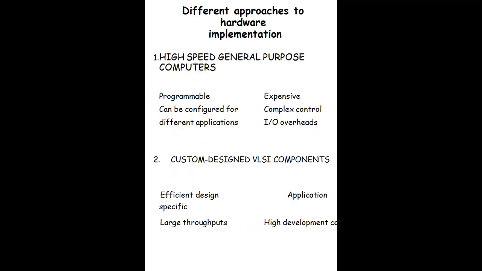So, what are the different approaches to hardware implementations? High-speed general-purpose computers are programmable, though expensive, and can be configured for different applications. We'll have complex control and input-output overheads. Whereas in the case of custom-designed components, we'll have an efficient design, application specific, with large throughputs, and high development cost.